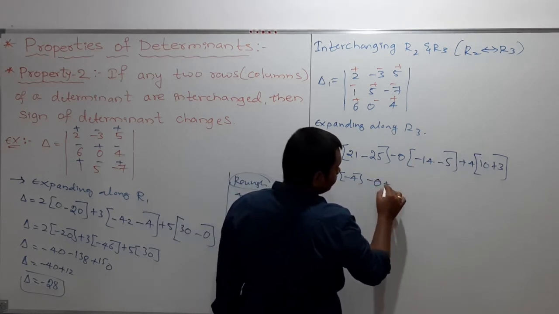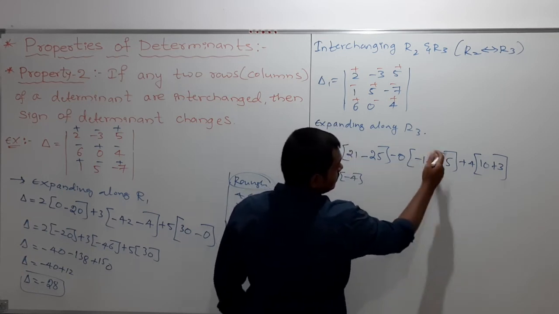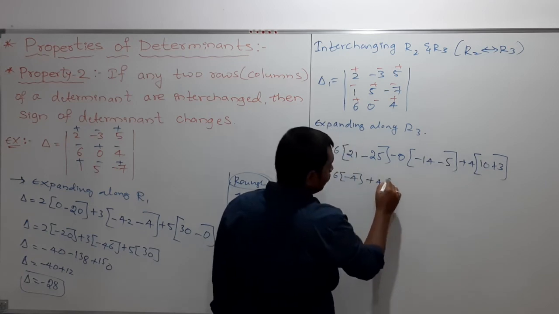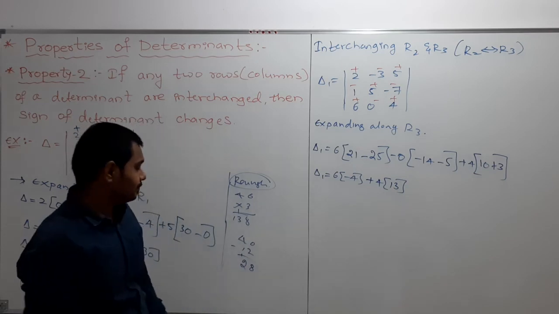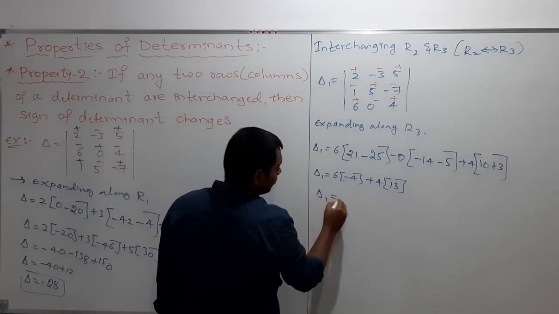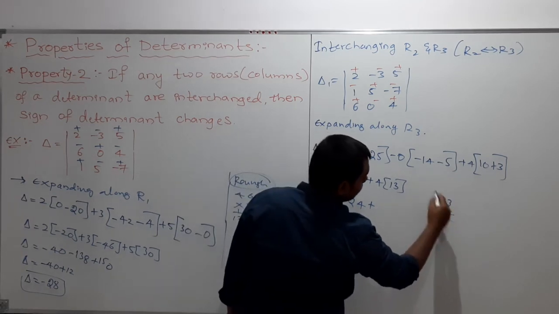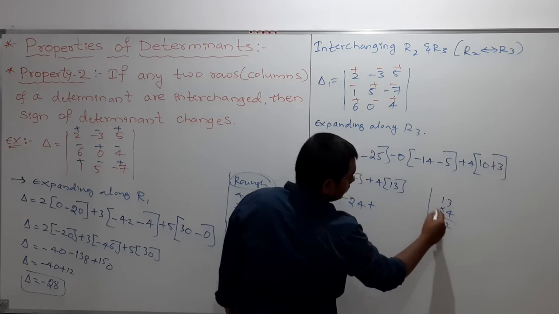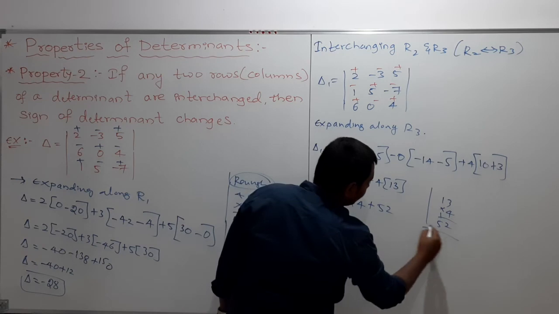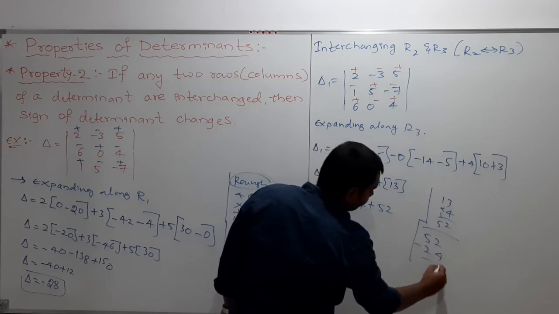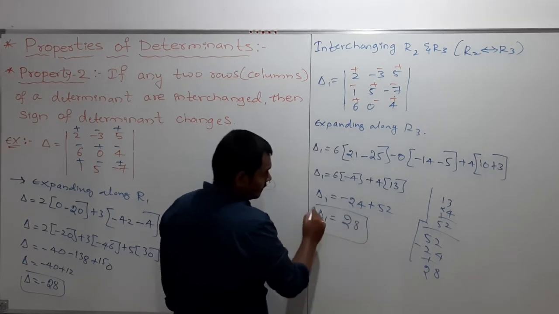So delete this one here only. This term is cancelled. Only remaining is plus 4 into 10 plus 3, which is 13. Clear? So now delta 1 is equal to minus 24 plus 13 4s are 52. So therefore delta 1 is equal to 52 minus 24, so 28. Here delta 1 is 28.